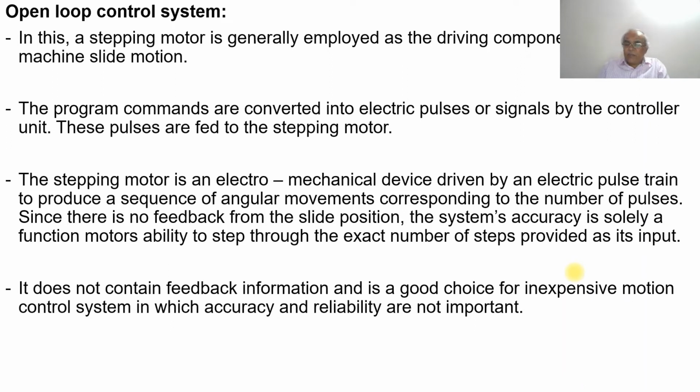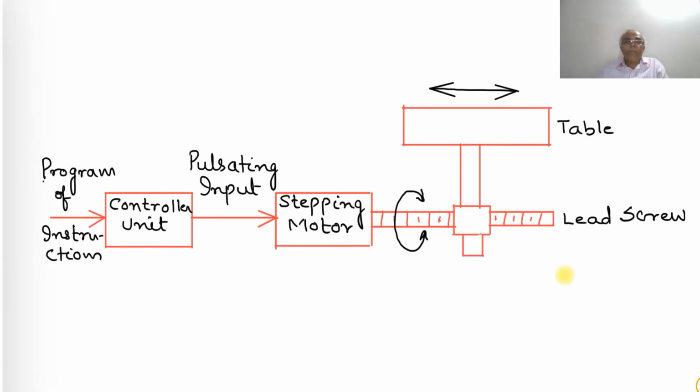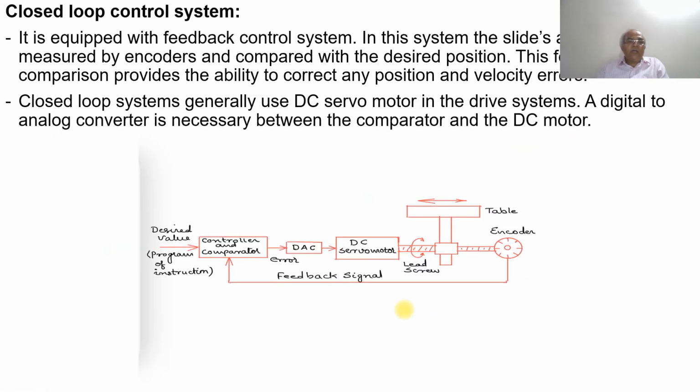What is reliability? Reliability means how far I will be able to get to the exact position a number of times. That is what is called reliability. So if these two are not important, then we can go for this type of device, which is called an open loop control system. Now in the next case, we will go for the closed loop control system.